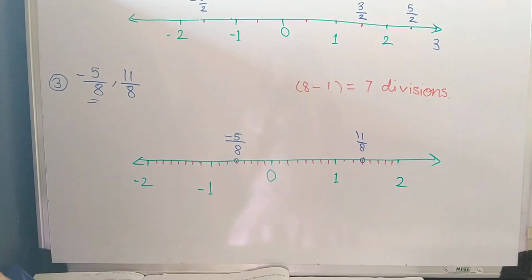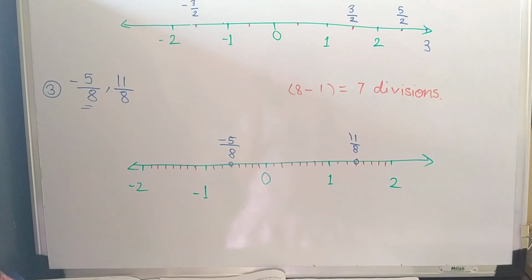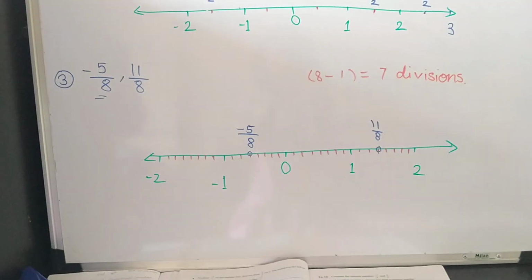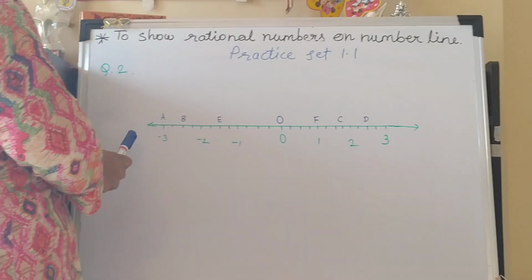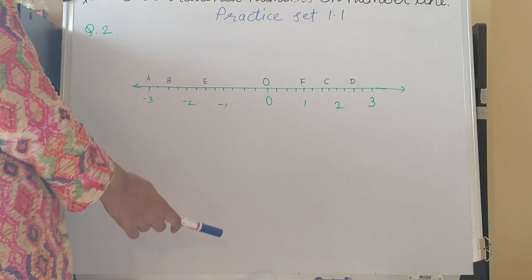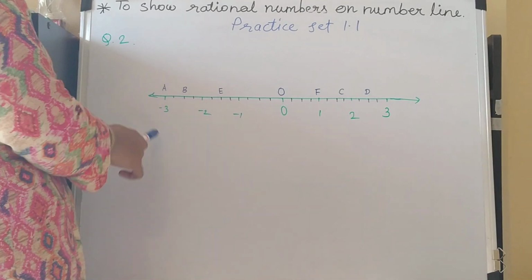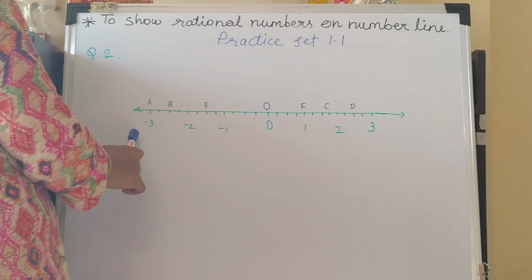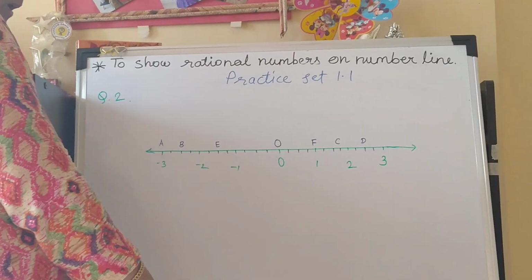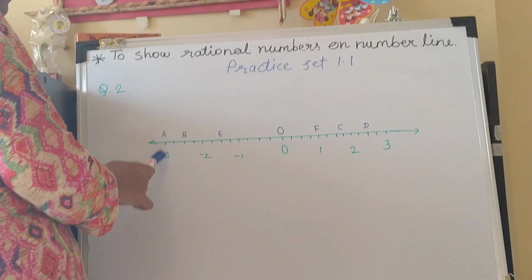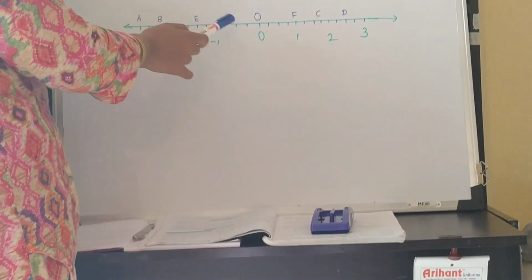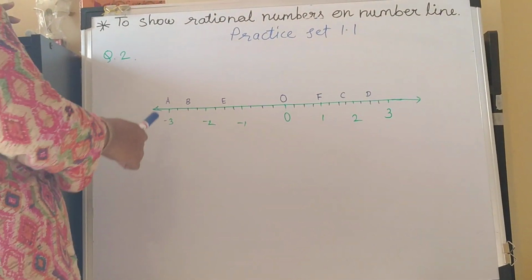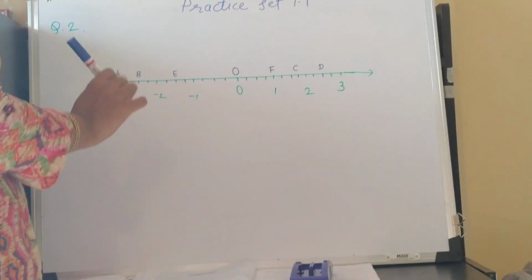Now come to the second question. Observe the number line and answer the questions. In the first question we saw a number was given and we drew it on the number line. Here a number line is given with some points and we have to find the numbers at these points. A, B, whatever questions are given, we have to find the answers. Some points are there on the number line.